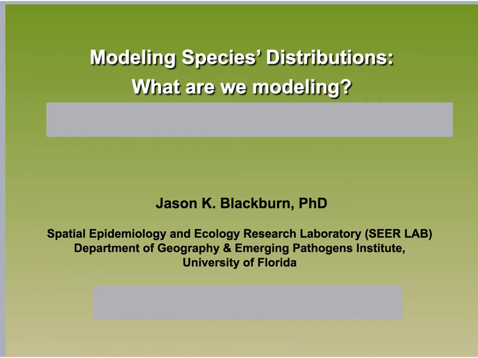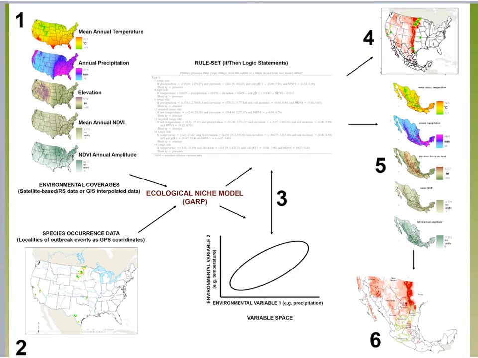This is a brief tutorial on what the genetic algorithm for rule set prediction, or GARP, is as a modeling platform and what kind of a question we're trying to ask or answer with the GARP modeling system. So our goal with ecological niche modeling, and this could be applied to multiple modeling platforms, not just GARP, but in this example we'll talk about the genetic algorithm for rule set prediction.